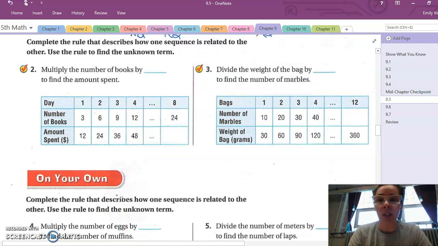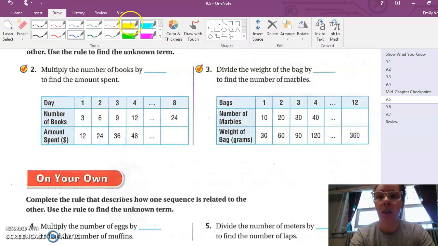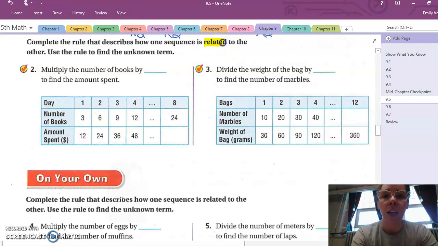Okay, the directions for here say, complete the rule that describes how one sequence is related to the other. How the top sequence is related to the bottom sequence, or how the bottom sequence is related to the top sequence. And they'll tell you which one to do first. Number of books by the amount spent. So there's your 2 titles here for your rows in your table.